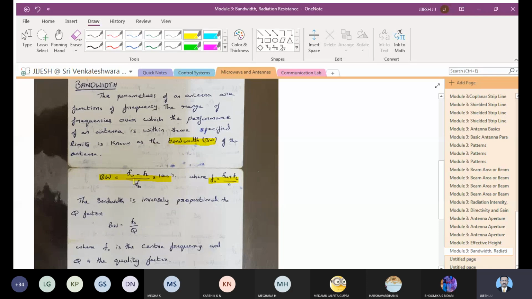That's how you can calculate bandwidth, and f naught can be calculated as f_u plus f_l divided by 2. The bandwidth is inversely proportional to the quality factor. So bandwidth is equal to f naught divided by Q, where f naught is the center frequency. You call f naught the center frequency, and Q is called the quality factor.